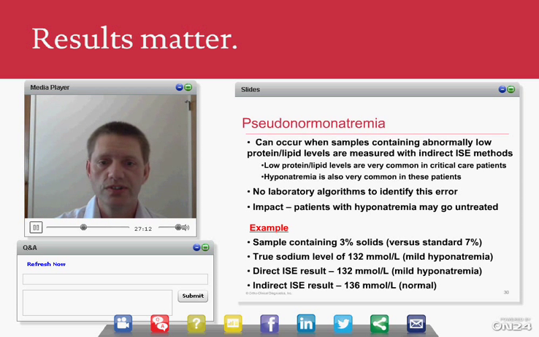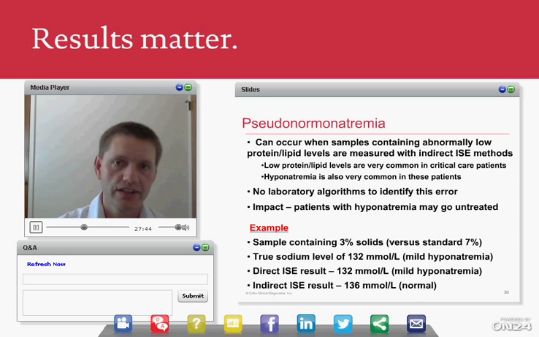I believe it's 80 to 90% of individuals in the ICU who will have below normal levels of protein and lipids. And these individuals also have a fairly high prevalence of true hyponatremia. So you end up with a situation where a significant number of patients may be miscategorized, and there's no laboratory algorithm to identify this error.